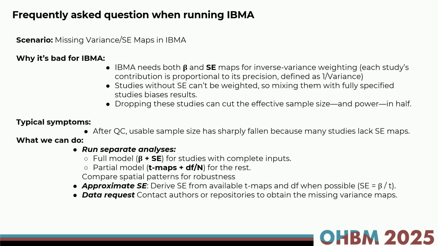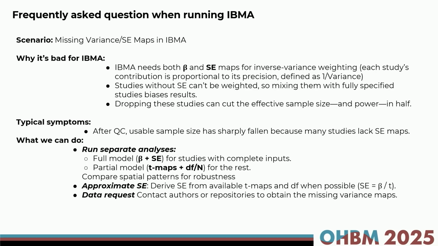The next scenario is when we have a missing variance map in IBMA, because most IBMA methods need both beta and standard error maps for inverse variance weighting. As I have mentioned, each study's contribution is proportional to its precision, which is defined as 1 over variance. For studies without standard error, they cannot be weighted, and if we just mix them in, it can bias the result. And if we just drop these studies, it can cut the effective sample size in half.